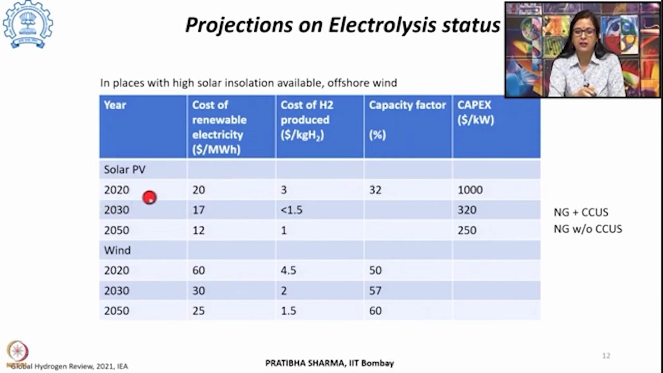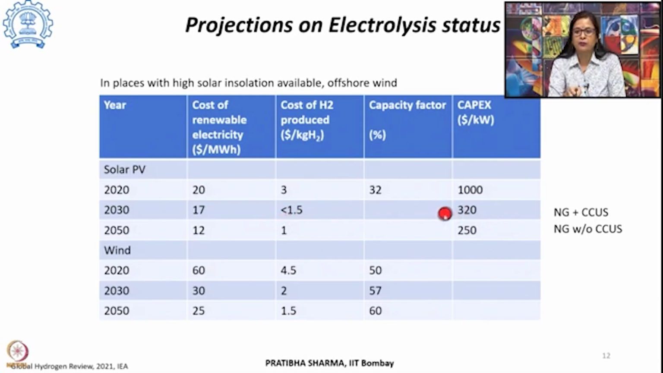Now, considering the current status, say 2020, where the cost of renewable electricity in the Middle East is taken as $20 per megawatt hour, the cost is $3 per kg of hydrogen being produced, with a capacity factor of the plant of 32%, considering a capex of electrolyzer of $1000 per kilowatt. Now, it is expected that in 2030, if the renewable electricity price reduces to $70 per megawatt hour, the cost of hydrogen will go down to $1.5 per kg.